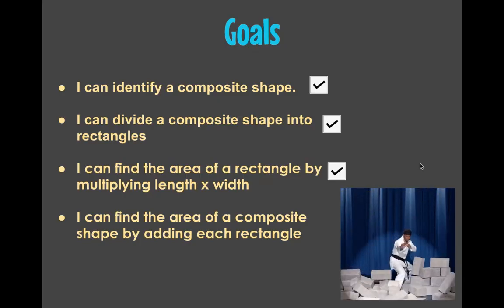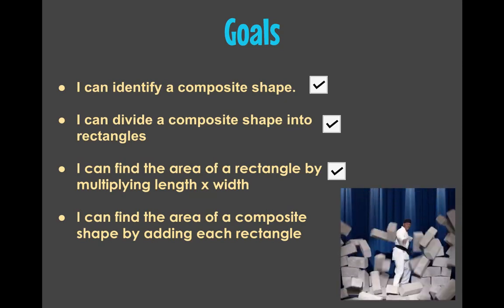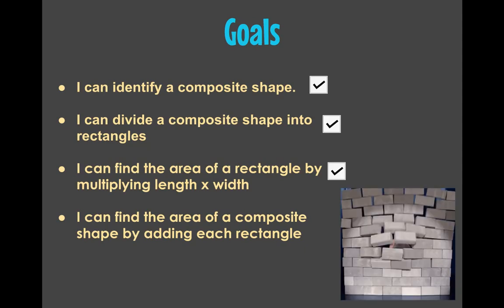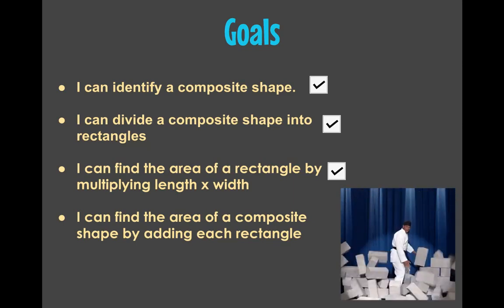So our learning goals for today. We've already got 3 of them checked off because this is sort of a 2-part lesson and it builds on Monday's lesson. So I can identify a composite shape. You guys already know how to do that. Composite shape is anything that can be divided into simpler shapes. So right now we're dividing those composites into rectangles. I can divide a composite shape into rectangles.